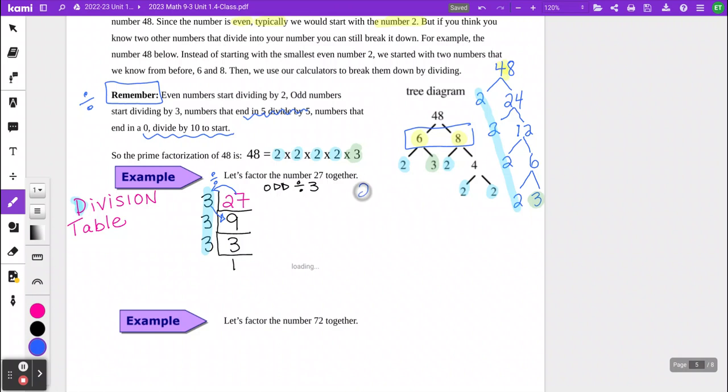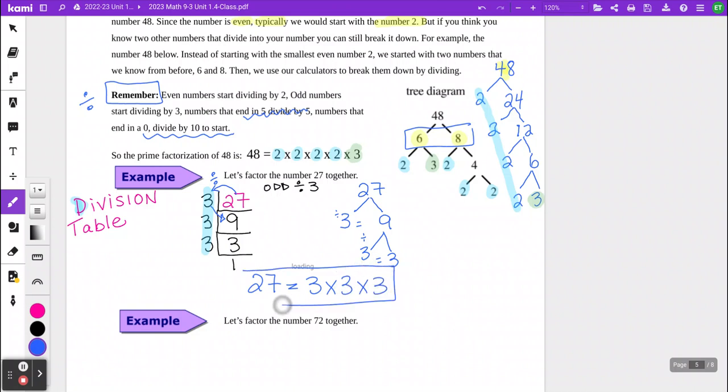So with a tree diagram, I would have 27. It's odd. He divides by 3. And that gives me 9. 9 divides by 3 and gives me a 3. Okay? So if I do my tree chart, my tree diagram, I get the exact same answer. I get a 3 and a 3 and a 3. I get 3 3s on the bottom. So that tells me that my prime factorization of 27 is going to look like 3 times 3 times 3.